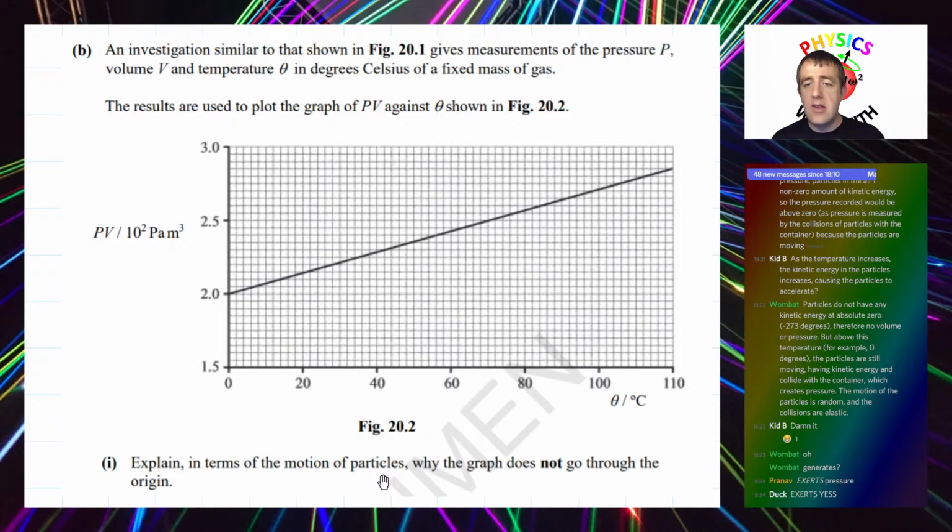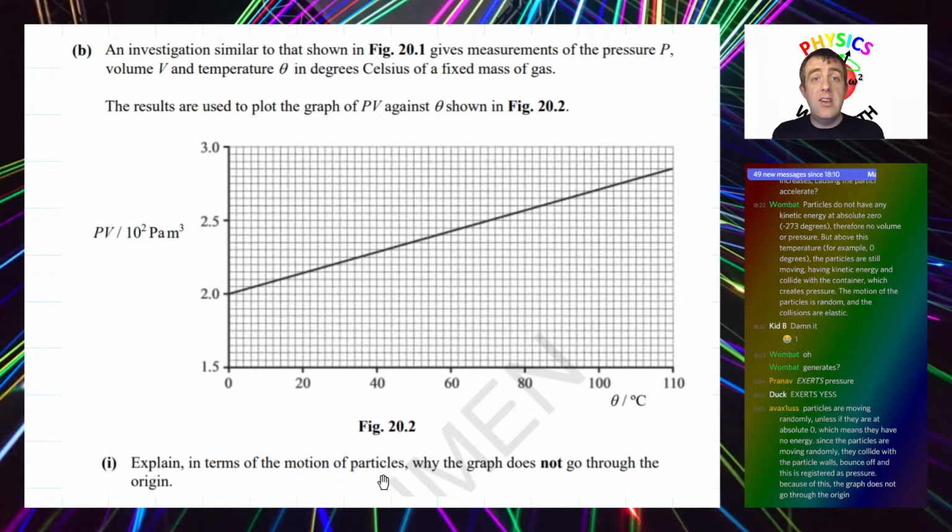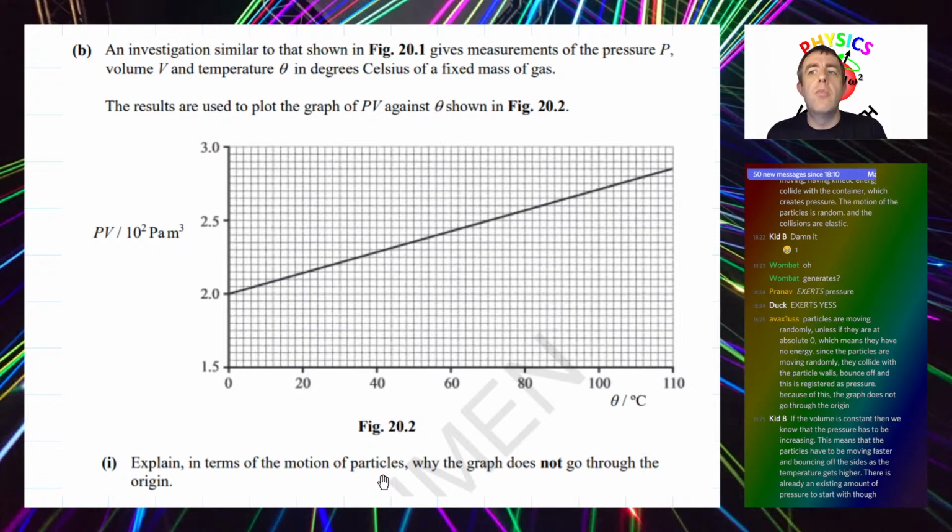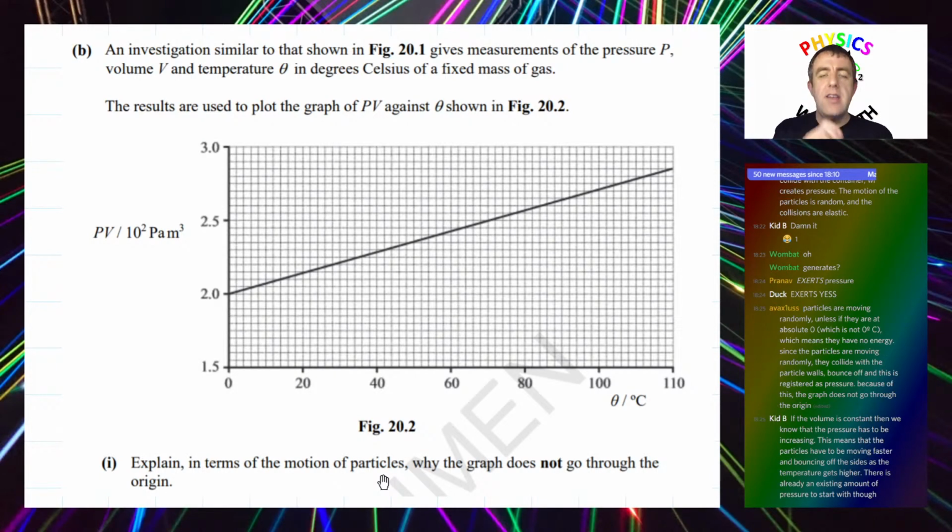The key ideas were at 0 degrees Celsius, the particles are still moving. And you can say they stopped moving at negative 273 degrees Celsius. So you've given up some more information there. The particles move at any temperature above negative 273 degrees Celsius. Therefore, because they are moving, they will collide with the walls of the container. And when they collide with the walls of the container, they will exert a force on that container. So there will be a pressure on that container.